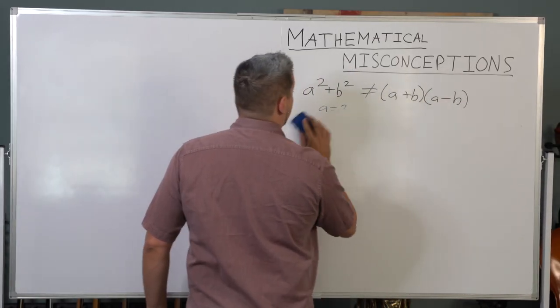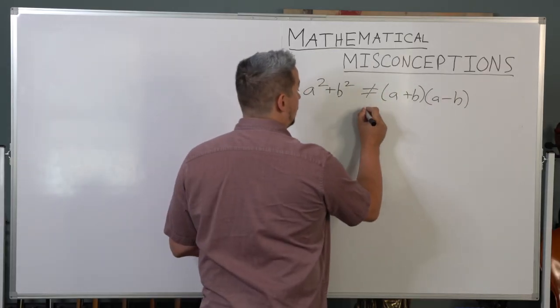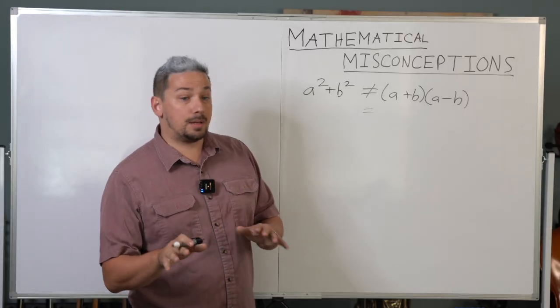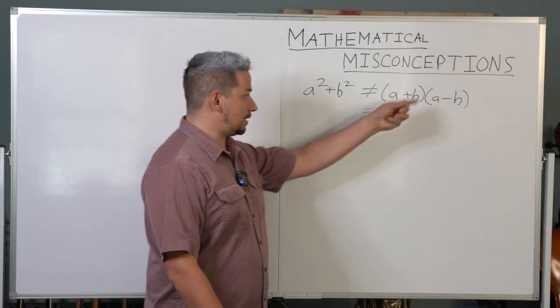In the next part, we're going to go ahead and FOIL the right-hand side. And we're going to see the right-hand side is going to look a little similar to the left-hand side, but there's going to be one fundamental thing that is different. Let's go ahead and FOIL.